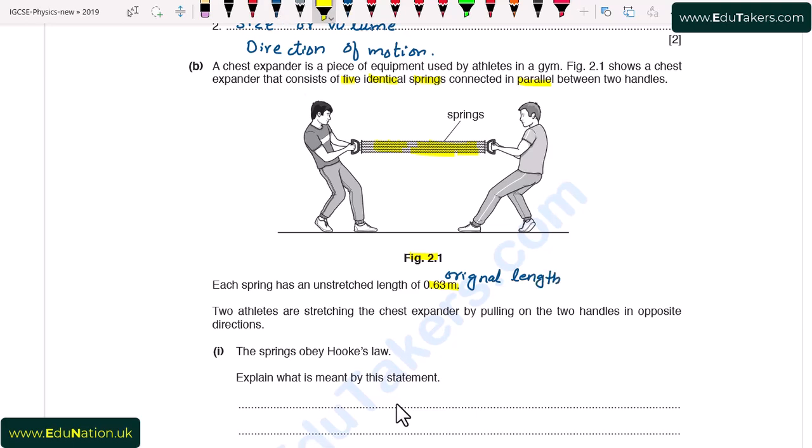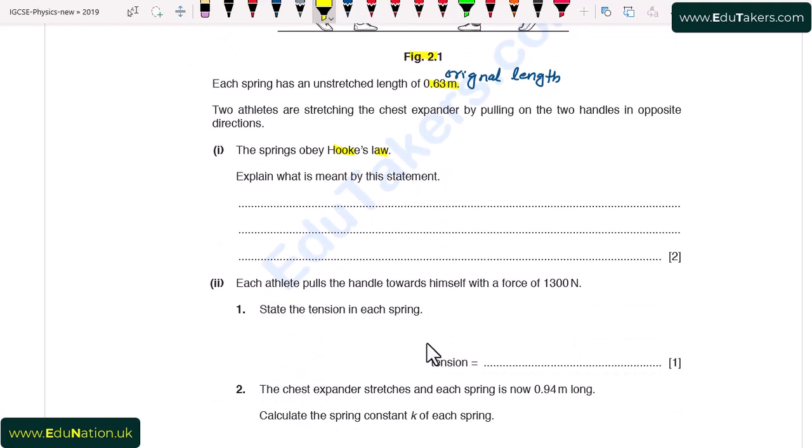Two athletes are stretching the chest expander by pulling on the two handles in opposite directions. So these are the two handles and these two athletes are expanding this by pulling on opposite sides. Part 1. The spring obeys Hooke's law. Explain what is meant by this statement. So here we have to explain what is Hooke's law.